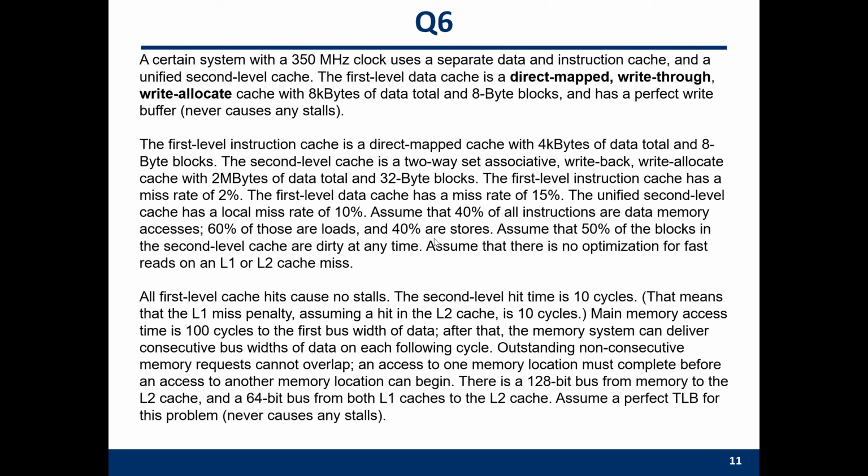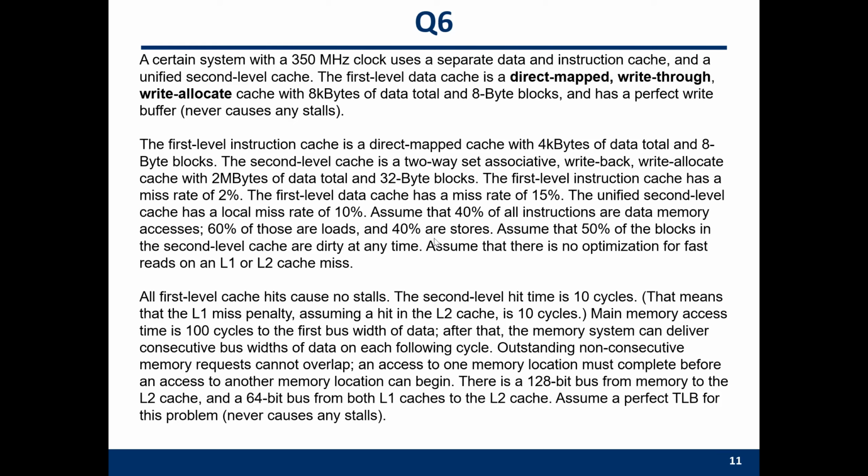In the first line, it provides several details. They have 2 levels of cache. The first level data cache is a direct mapping, write back, write allocation cache, 8 kilobytes total size. Each block is 8 bytes, and it has a perfect write buffer. The first level instruction cache is also a direct map cache, but only 4 kilobytes with 8 byte blocks.